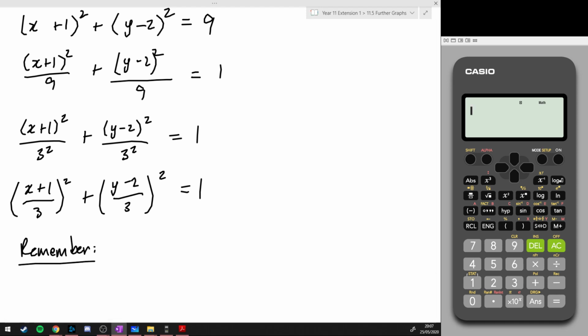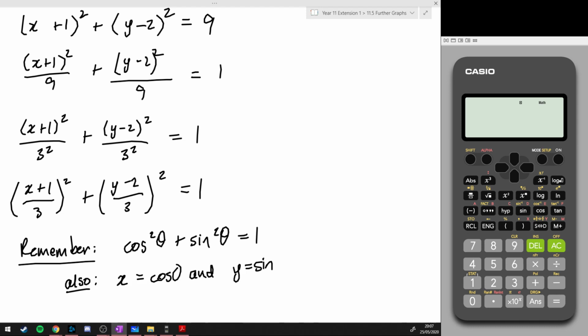Now, this is where we remember that we have this trigonometric identity where cos squared theta plus sine squared theta is equal to 1, and also that x is equal to cos theta and y is equal to sine theta. Here I was missing something. If x is equal to cos and y is equal to sine, and cos squared theta plus sine squared theta is equal to 1, well, in the equation above we've got something squared plus something squared is equal to 1.